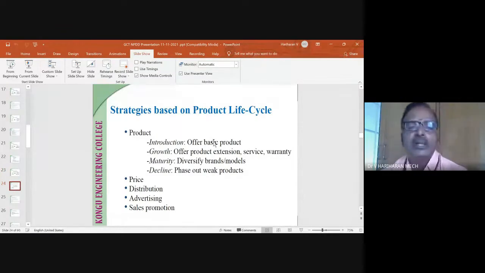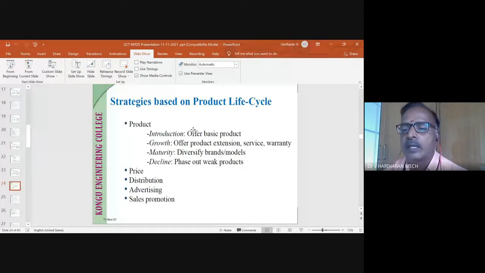Okay, now what are the strategies based on the product life cycle? For a product, in introduction, offer a basic product. In growth, offer product extension, service, warranty, all these things. In maturity, diversify brands and models. Then in decline, phase out weak products. Then the price is also a very important factor. Then the distribution, advertising, sales promotion, all these things will be there in the product life cycle. So these are based on your strategy, the different strategies we are going to follow for your product life cycle.